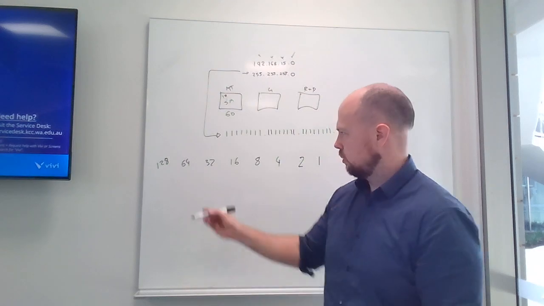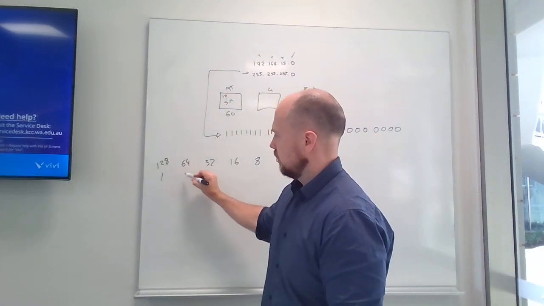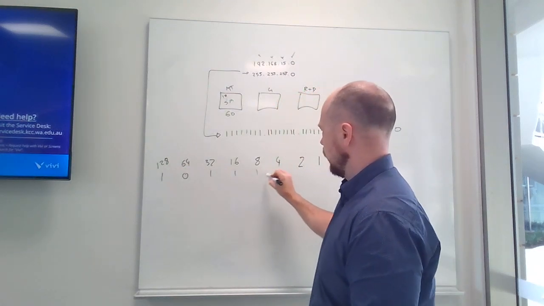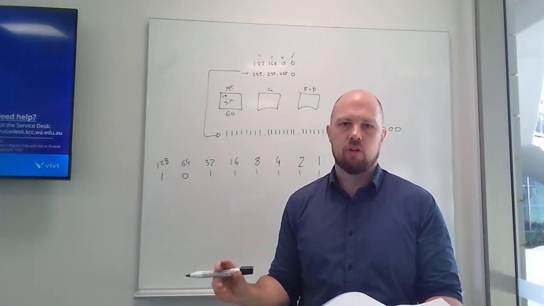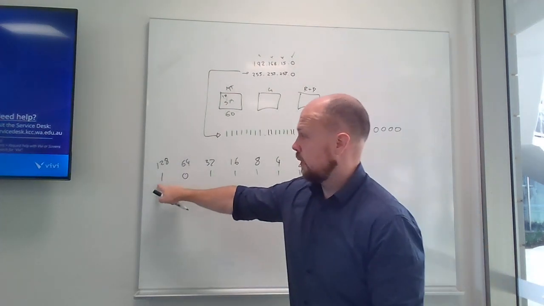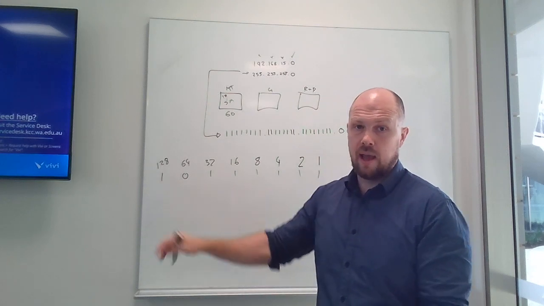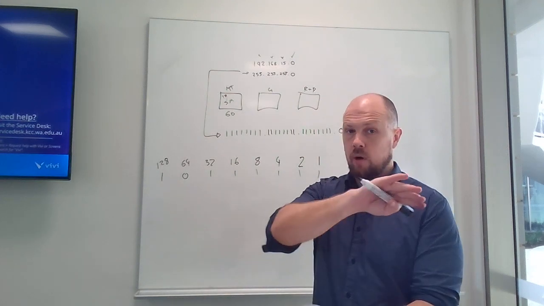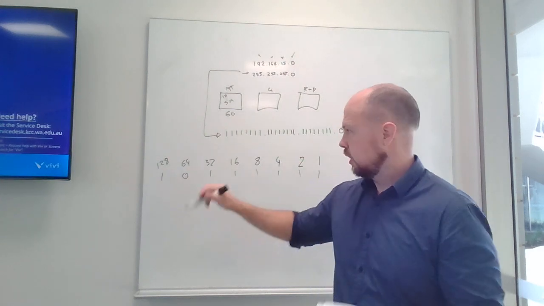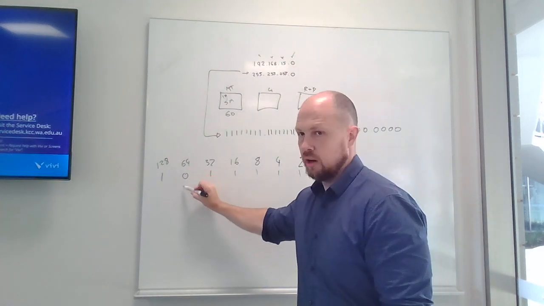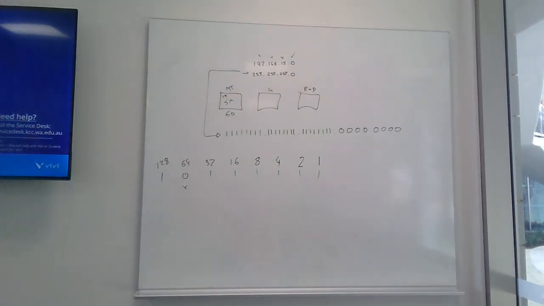Does that make sense? Well, if I go 1, 0, 1, 1, 1, 1, 1, 1, I've made a massive mistake. I'm not allowed to do that. Why? I can't separate the network and host. It has to be all network, then host. I can't go network, host, network. It doesn't work. So I can't do that. That is not allowed. Let me grab the eraser to remove that.